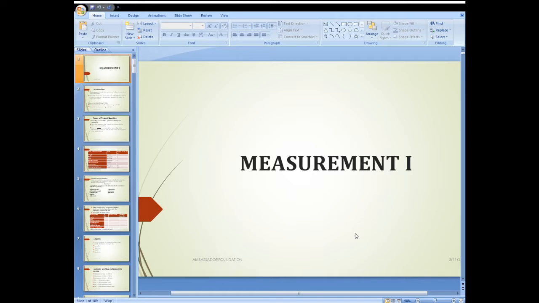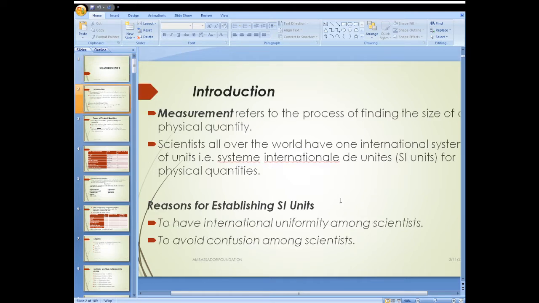So it's not going to be too long. In measurement 1, we are going to see, first of all, what is measurement, what are we measuring, and why, and how do we measure. That is what we are going to discuss here. First of all, we need to know what is measurement. So I hope you can see that measurement refers to the process of finding the size of a physical quantity. And there are very many physical quantities that we are going to see.